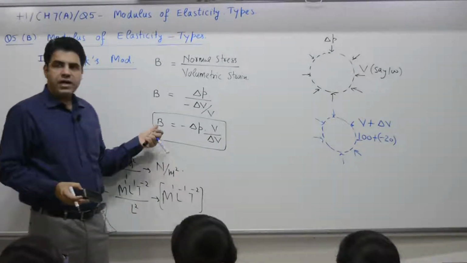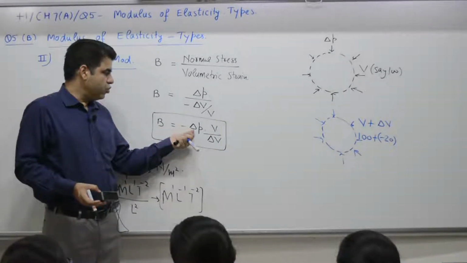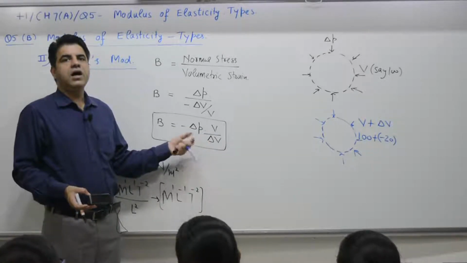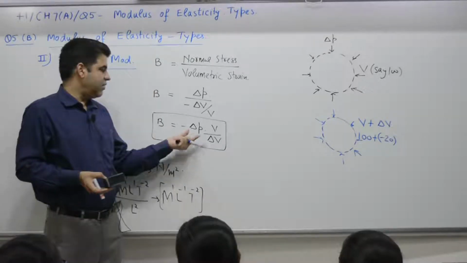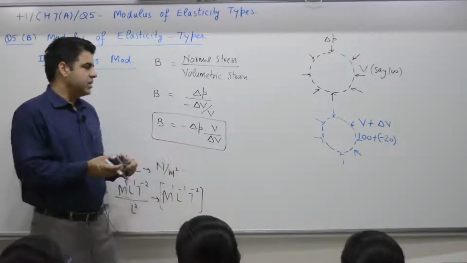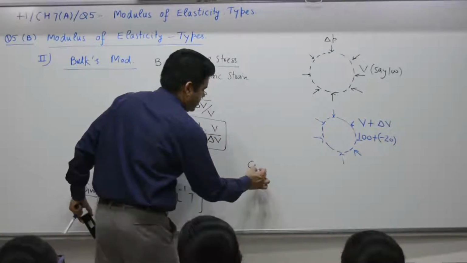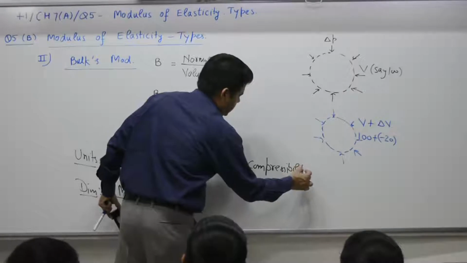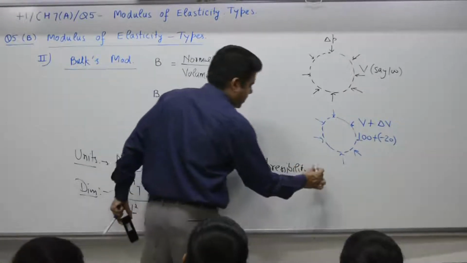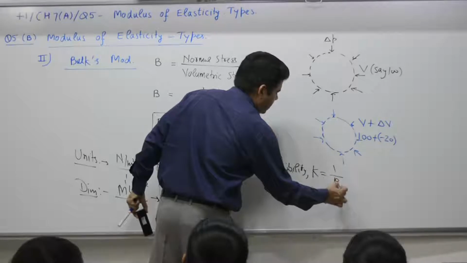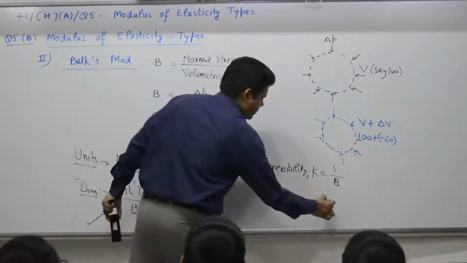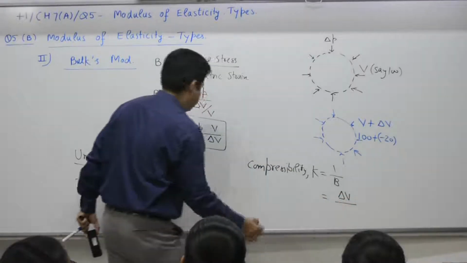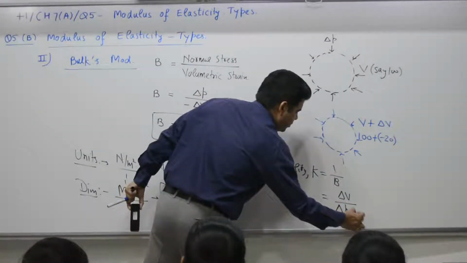If bulk modulus is high, what does it mean? You need more pressure to bring a small change in volume. A steel ball, an iron ball, will have a higher bulk modulus. And compressibility: what is the symbol used for the same? K. K is equal to the reciprocal of bulk modulus, which is equal to delta V over delta P times V.